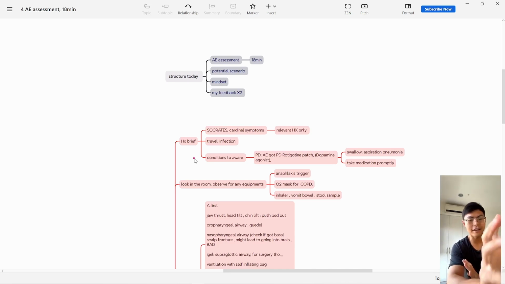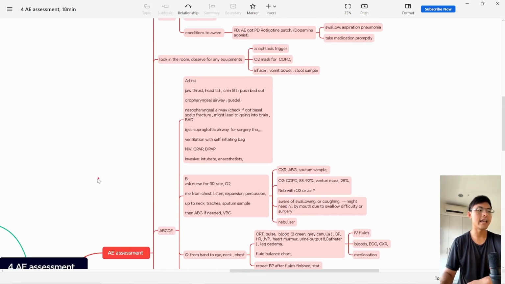We'll touch on potential scenarios I think might come out in your exam and the mindsets behind it. Today we'll go through my failed feedback to see what kind of things the examiner wasn't happy about, as well as a good one, the one that I passed. First of all, the A to E assessments.